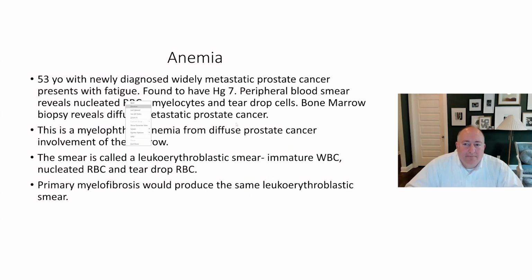And here's an example of that, like a patient with widely metastatic prostate cancer, anemic, and the peripheral smear shows leukoerythroblastic, right? Nucleated reds, myelocytes, and teardrops. They do a bone marrow and it shows diffusely metastatic prostate in the bone marrow, not just lytic lesions or blastic lesions, but actually in the bone marrow itself. We call that a myelofibrotic anemia when the anemia is from a marrow that has something that shouldn't be there. And again, myelofibrosis would do the same thing. So that's what that is.